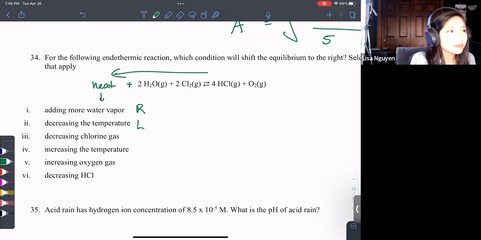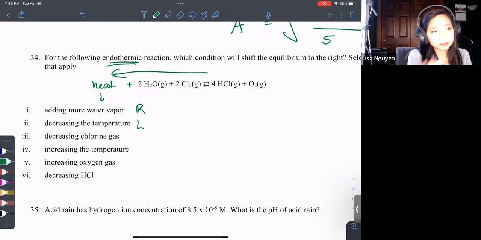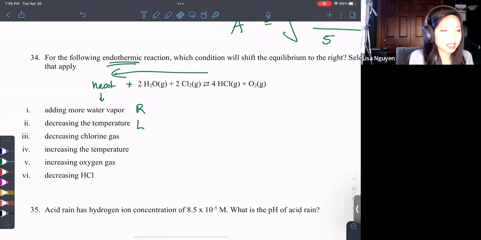So you can treat heat as just like a normal reactant here, as long as you recognize what kind of reaction it is. If I don't give you if it's endo or exothermic, you can't predict it. You have to know whether heat is a product or a reactant.